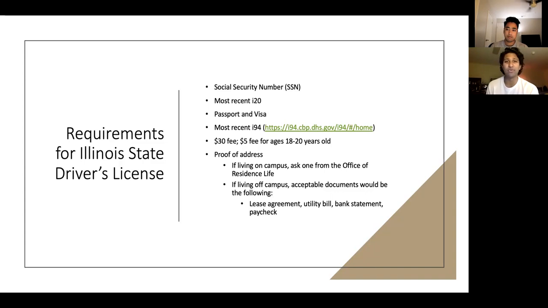And once again, for the proof of address, if you are a student that is living on campus, you can receive a letter from the Office of Residence Life that will act as your proof of residence. If you're living off campus, there are a multitude of acceptable documents that can be used. Some of them are listed over here, such as your lease agreement, any of the utility bills that you might have, a bank statement, or even a paycheck.